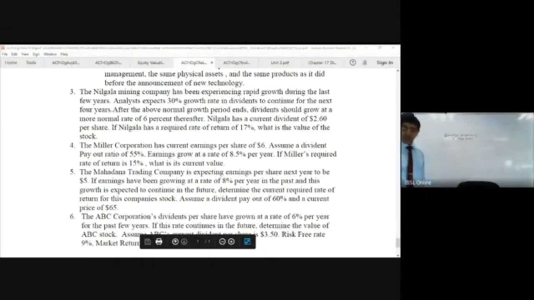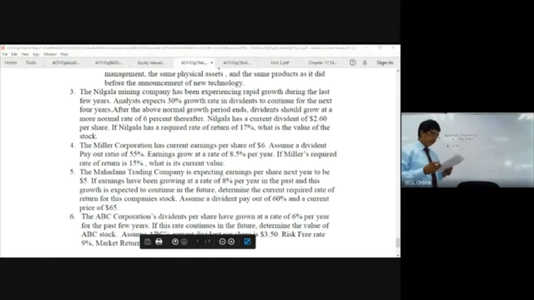You make sure at the beginning you write down the available things. Now, we talk about the Mahadan Trading Company expecting earnings per share next year to be $5. So that is E1. E1 is equal to 5.